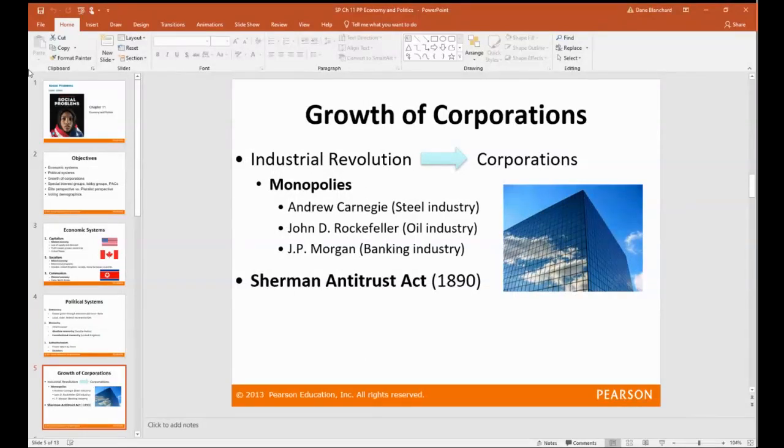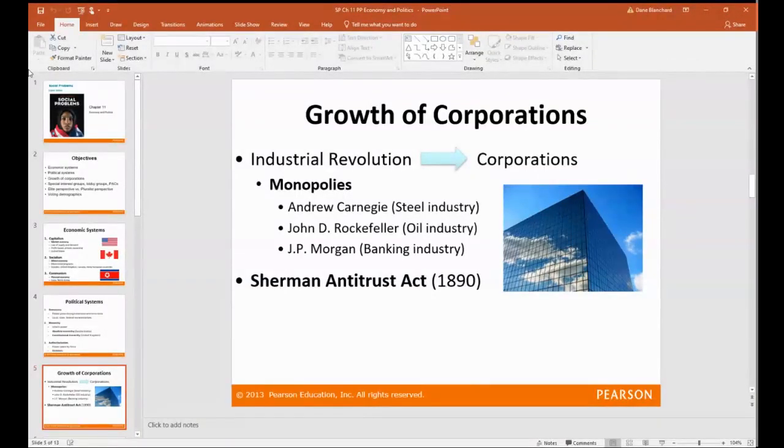Let's take a look at the growth of corporations. So during the Industrial Revolution that occurred here in the United States, there was a movement from small family businesses that grew and evolved into major corporations. One of the main reasons why this was able to happen is because the Industrial Revolution brought industry, assembly lines, manufacturing, and so goods could be manufactured much more quickly. They could be sold at a lower price because so much was being manufactured at one time, and they could be distributed worldwide. So small companies became very large corporations.